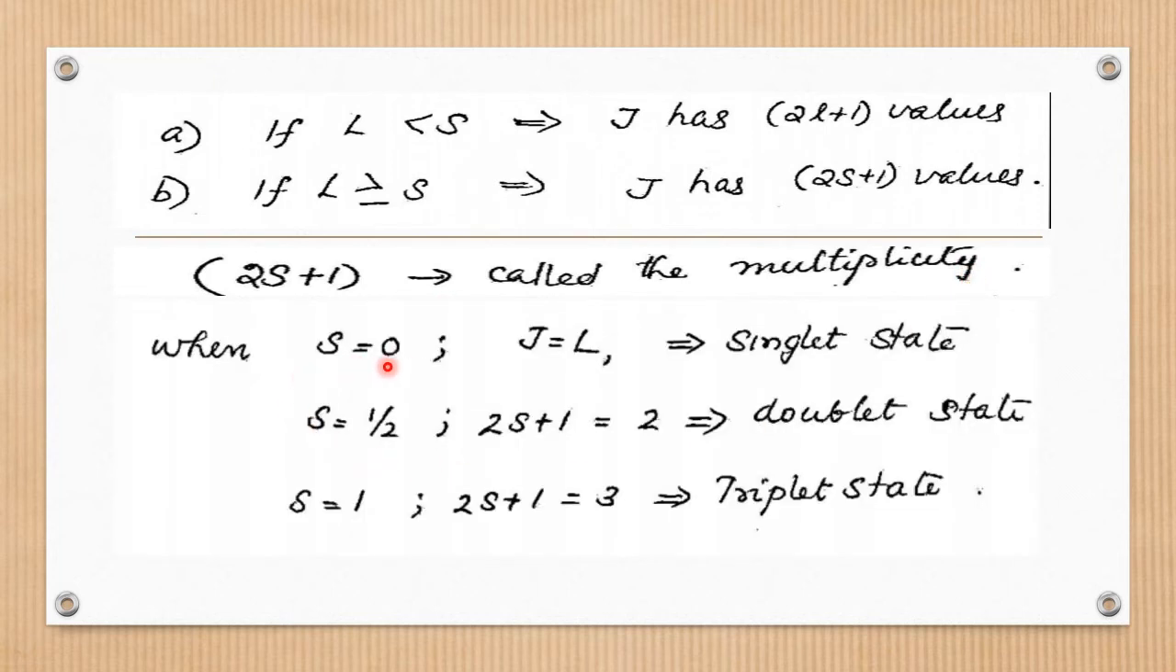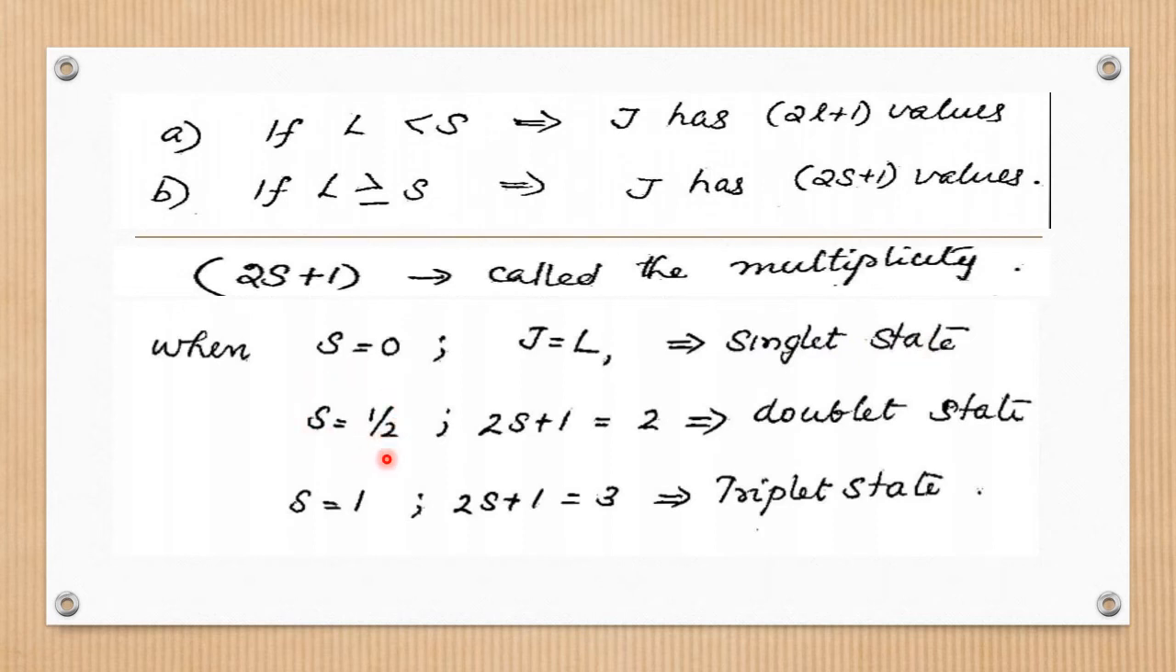That is, when S is equal to 0, J is equal to L. Such a case is called the singlet state. That is, 2S plus 1 is equal to 1. We get it as 1, right? So the multiplicity is 1, and it is called the singlet state.